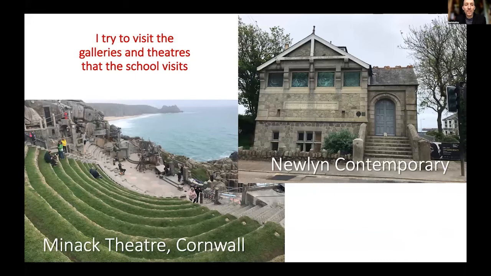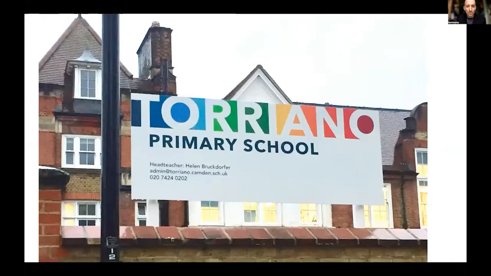And if I get time, I try to visit some of the galleries, theatres and places where the school has visited, or if they've talked about a specific workshop or installation that they've seen. So these are just two examples: an open air theatre in Cornwall and the New Lynn Contemporary Art Gallery, which is 100 yards away from the school on the same road.